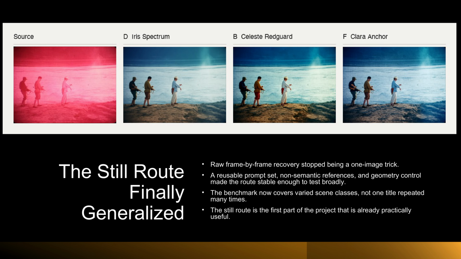We also did a lot of prompt searching. Basically, we tried to find prompts that worked not only for one image, but for many different kinds of faded material. So the claim here is not that one image worked. The claim is that the route now works across different scene classes, faces, crowds, daylight exteriors, classrooms, gardens, waterfronts, and other material. That is the first part of the project that I consider already practically useful.